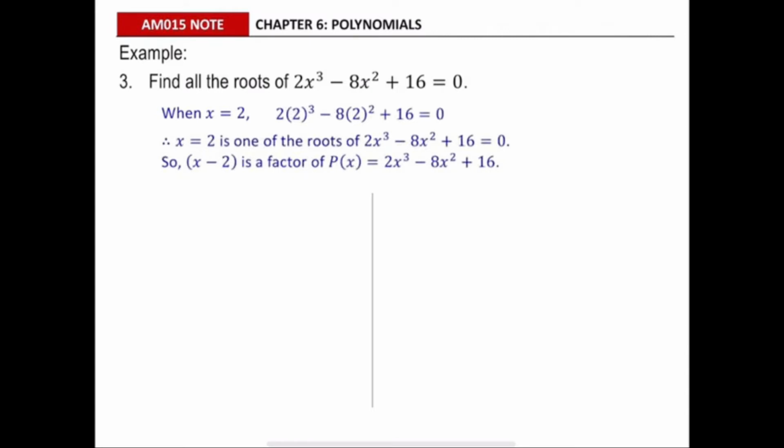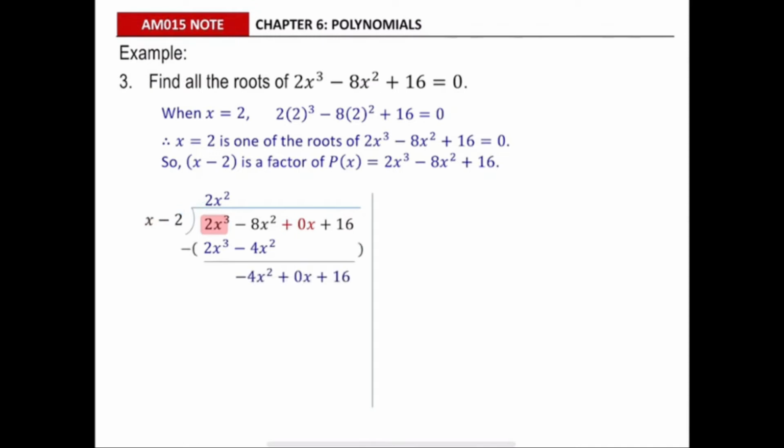If x equals 2 is the root, then x minus 2 must be a factor. So the next step is to do the long division. Put the factor on the outside and the expression on the inside. And we add plus 0x so that it is easier to solve later. First we divide 2x cubed by x and we get 2x squared. Then multiply 2x squared with x minus 2, we get 2x cubed minus 4x squared. After that subtract and we get negative 4x squared plus 0x plus 16.